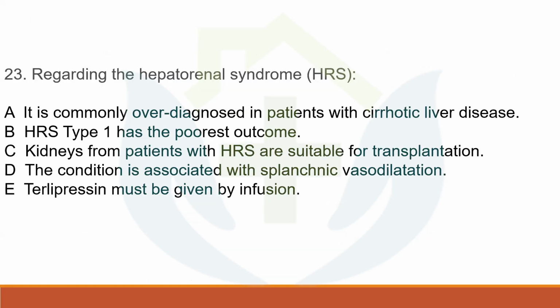Regarding hepatorenal syndrome, HRS, one more favorite topic. It is commonly overdiagnosed in patients with cirrhotic liver disease. HRS type 1 has the poorest outcome. Kidneys from patient with HRS are suitable for transplantation. The condition is associated with splanchnic vasodilatation. Terlipressin must be given by infusion. So you can put in your answers in the chat box. Very common type of MCQ on HRS.